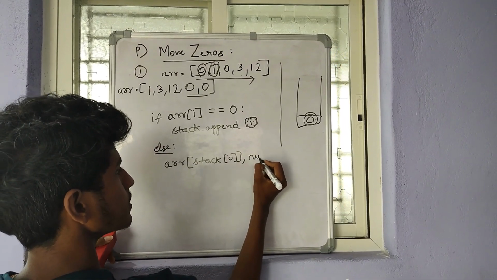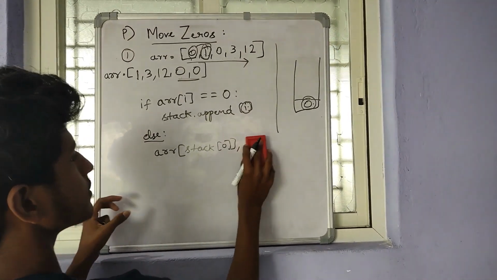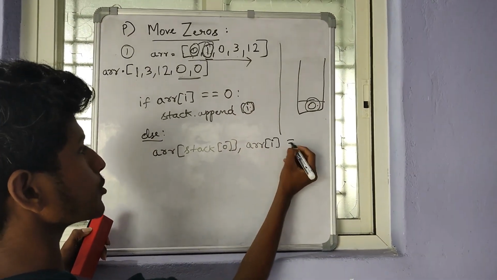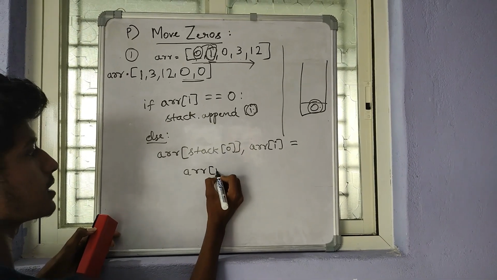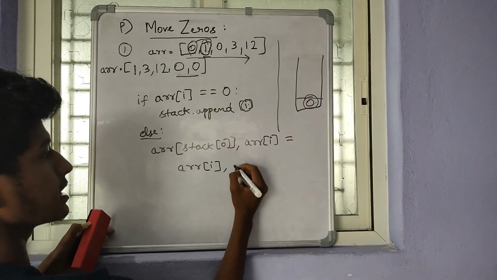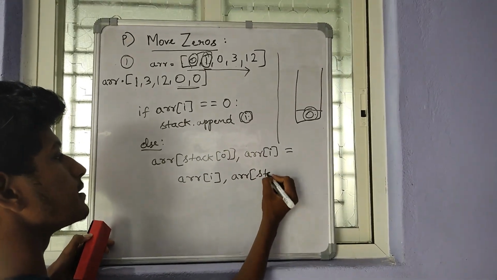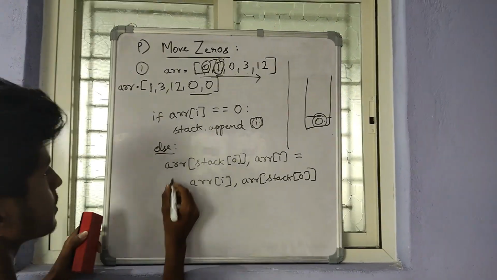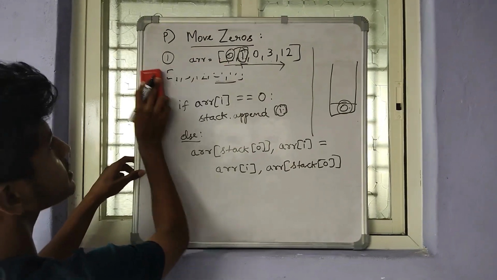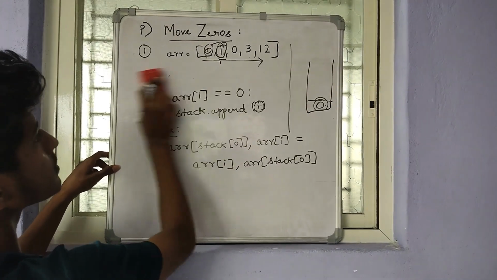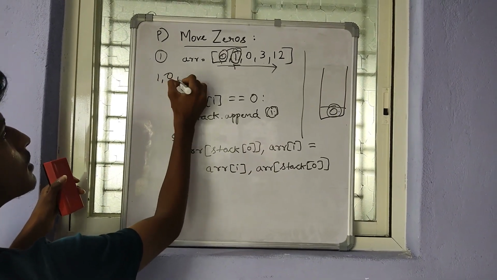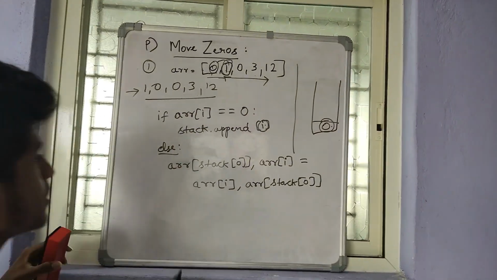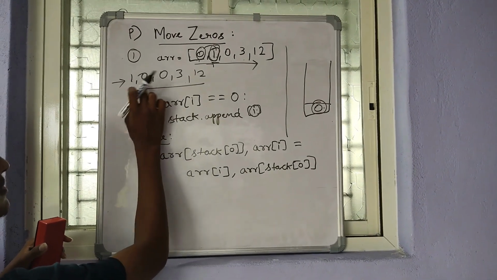Stack with array of i, with this array of ith element, ith element with this element. This is the Python syntax for swapping the elements. Okay. Now, after swapping these two, the array becomes 1, 0, 0, 3, 12. This will be the array.